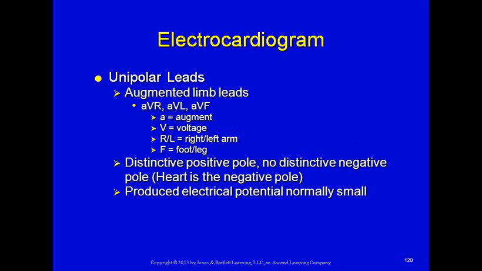Now unipolar leads are called unipolar leads because they have only one pole. And in this particular case, the heart is the negative pole. So the white lead is positive, the red lead is positive, the green lead is positive, and the heart remains as a negative pole. So the white, red, green, those don't ever change polarity.